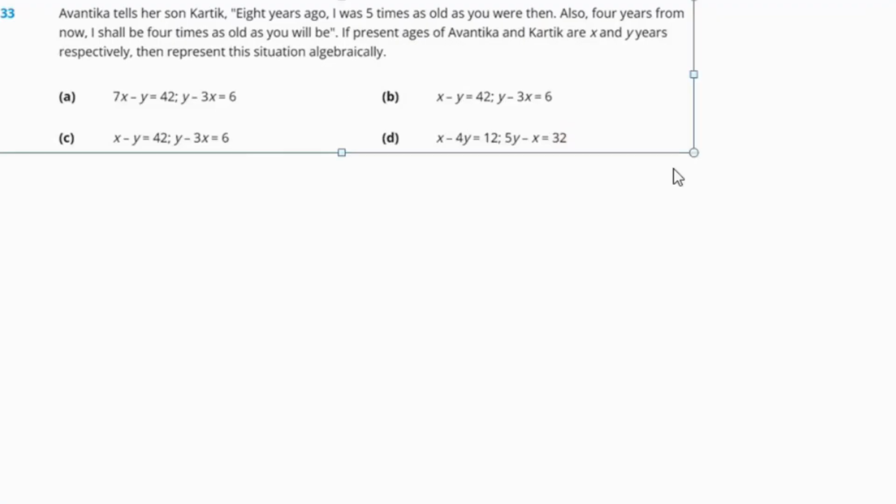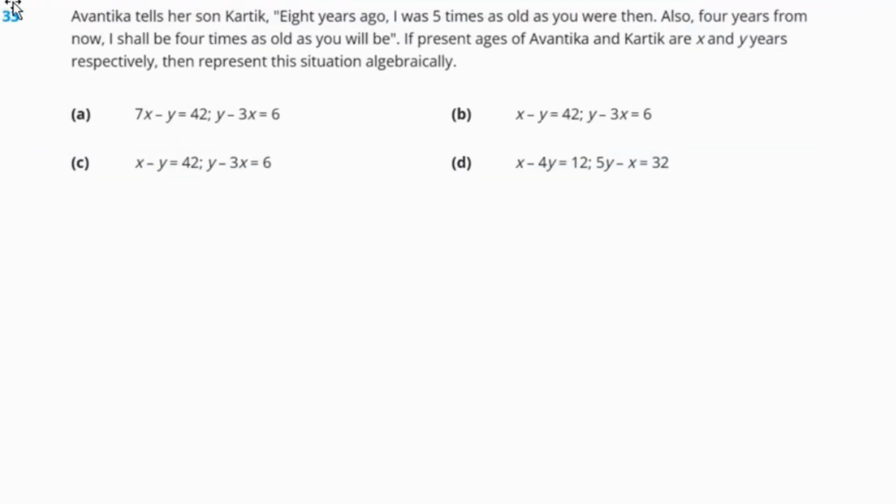Next. Okay, the next question is saying that Avantika tells her son Karthik, 8 years ago, I was 5 times as old as you were then. Also, 4 years from now, I shall be 4 times as old as you will be. So, if present ages of Avantika and Karthik are X and Y years respectively, then represent the situation algebraically. We need to set up the whole thing into an expression.